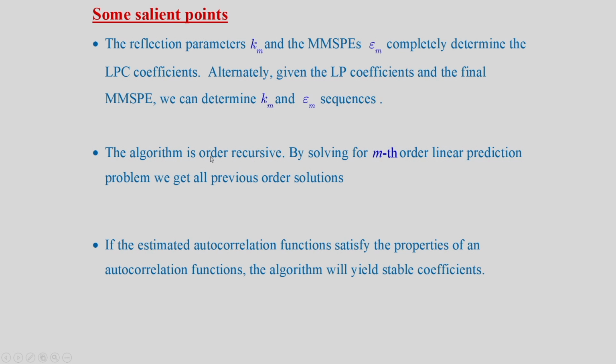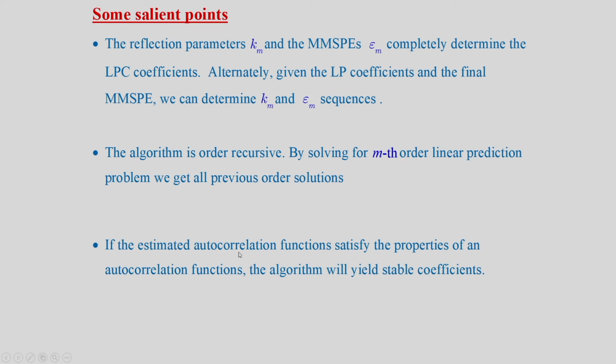The algorithm is order recursive, because we first determine, suppose, order 1 LP parameters, then determine order 2 LP parameters, like that. Therefore, the algorithm is order recursive. From the second order LP parameters, we determine the third order LP parameters. By solving the mth order linear prediction problem, we get all the previous order solutions. So, if we solve the mth order linear prediction problem, we will get the earlier order solutions also, m minus 1 order solutions, like that.